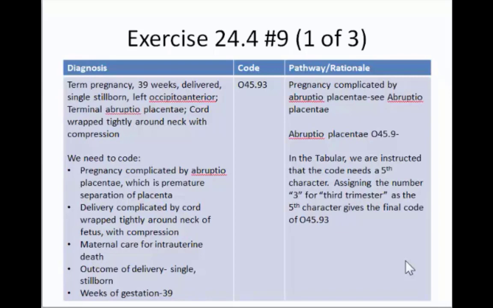The first code is the pregnancy complicated by the abruptio placenta, and you see that it takes you completely out of the pregnancy codes, which I find so interesting. Not sure why that is, because when you go to the abruptio placenta in the index, it takes you right back to chapter 15. So I'm not clear why it makes that distinction in the index, but it does. And when we look in the tabular, we see that we need a fifth character to assign the trimester. In this case, it's the third trimester. So our final code is O45.93.